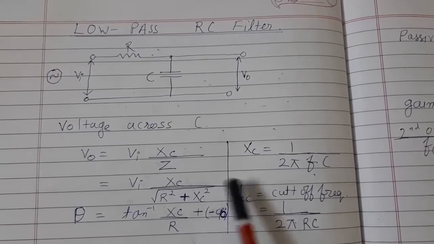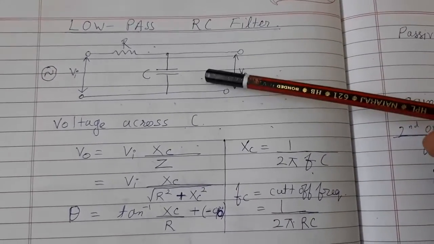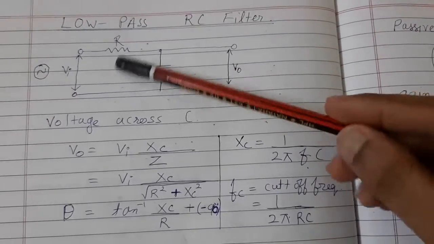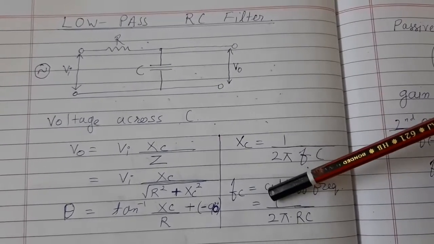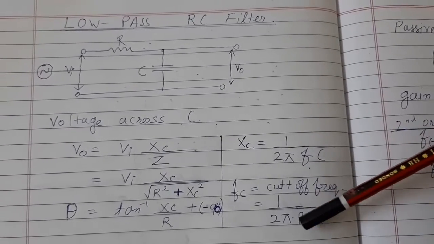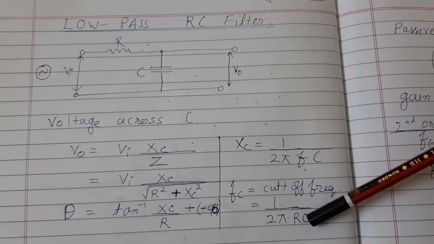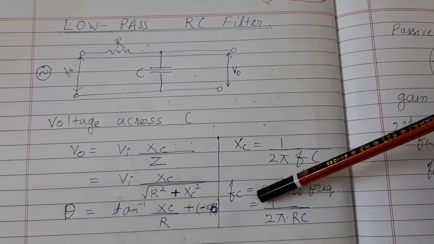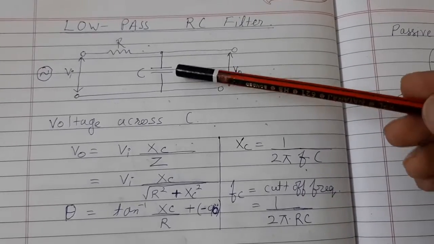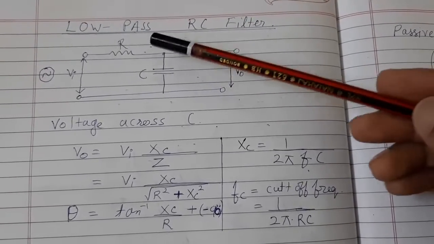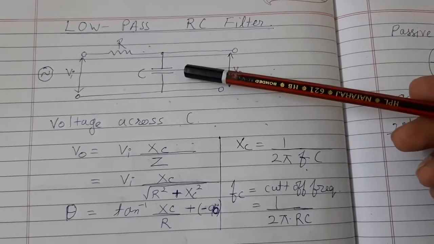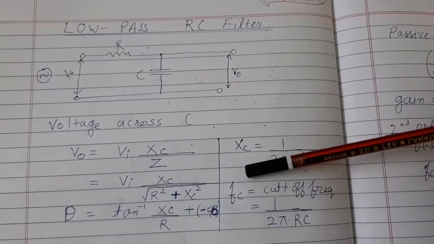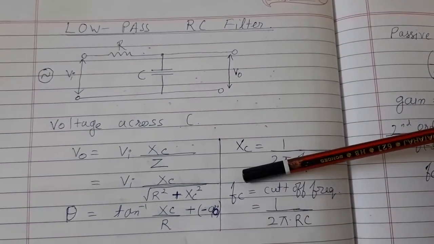This low pass RC filter has a cutoff frequency. It is the resonant frequency of this circuit, which equals 1 divided by 2 pi RC. At this frequency, the resistance of the circuit is equal to the reactance, and this gives us the minus 3 dB voltage.